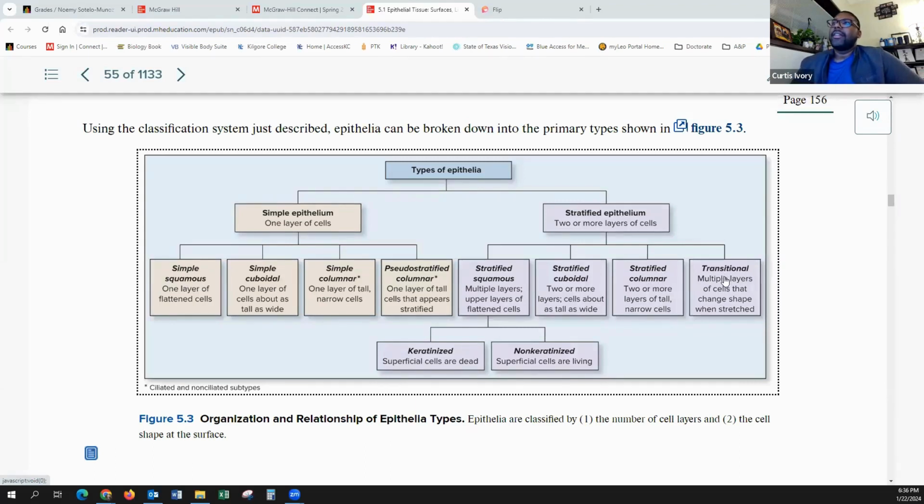Another one that is not listed in simple is going to be transitional. So transitional sounds like what it actually does. They actually transition. They are able to stretch. And usually we only find those around the kidneys and the bladder. Because remember, your bladder fills up and it's able to stretch. That's why we have transitional cells in the bladder, so that they can stretch and hold more. Just imagine if we didn't have transitional cells, your bladder would be full really quickly.